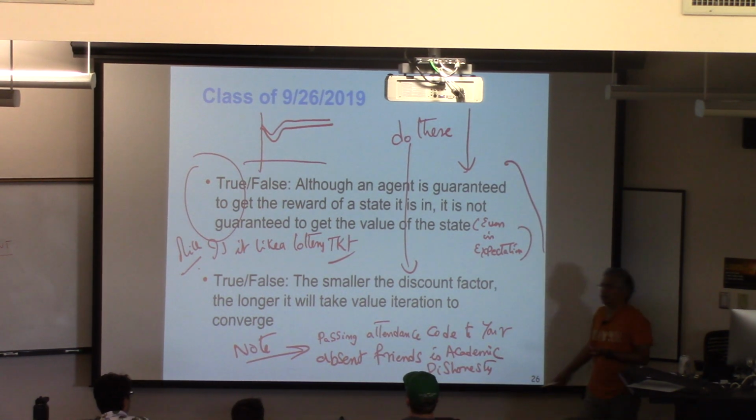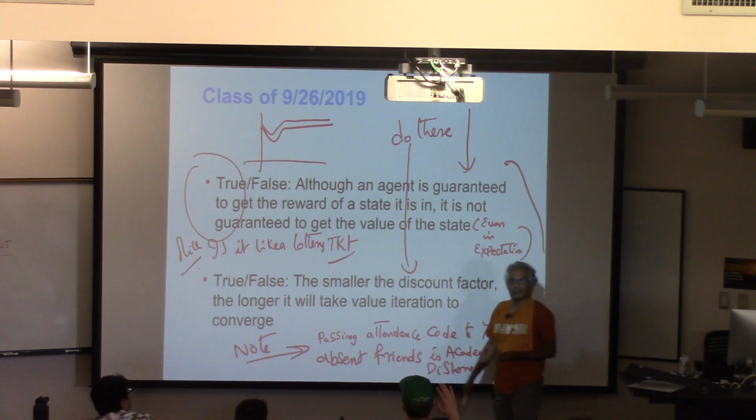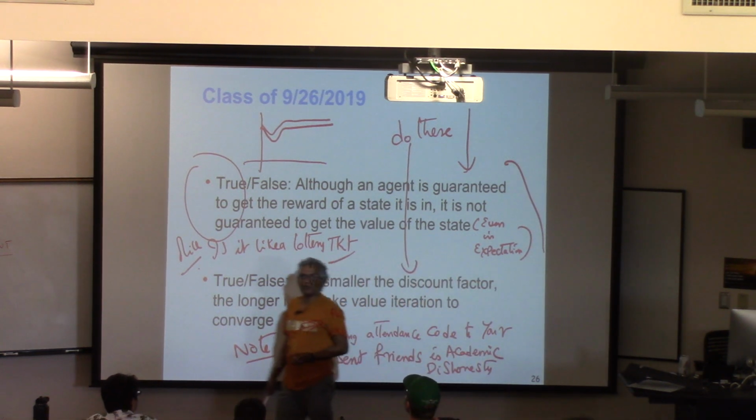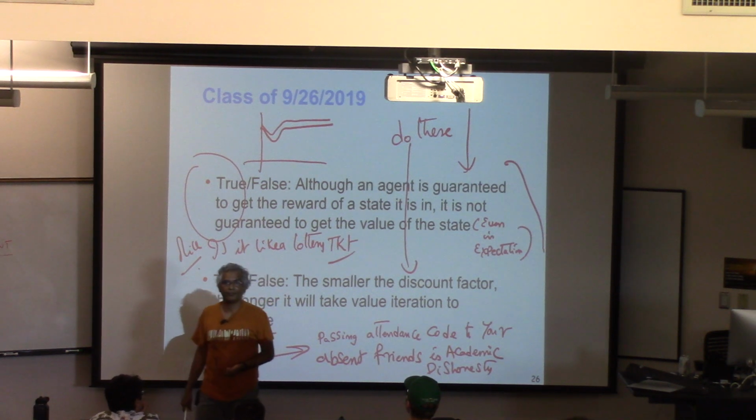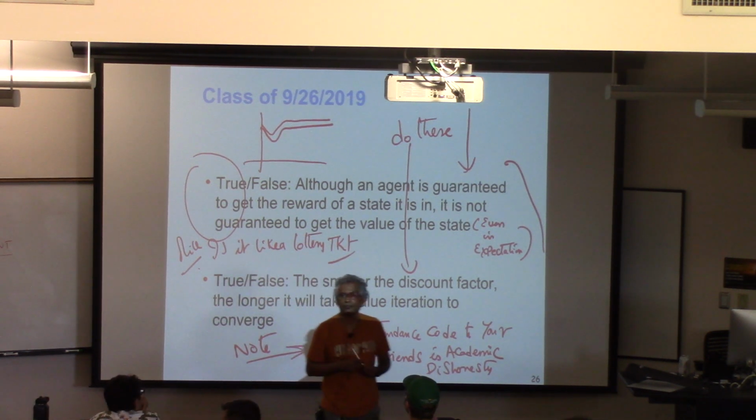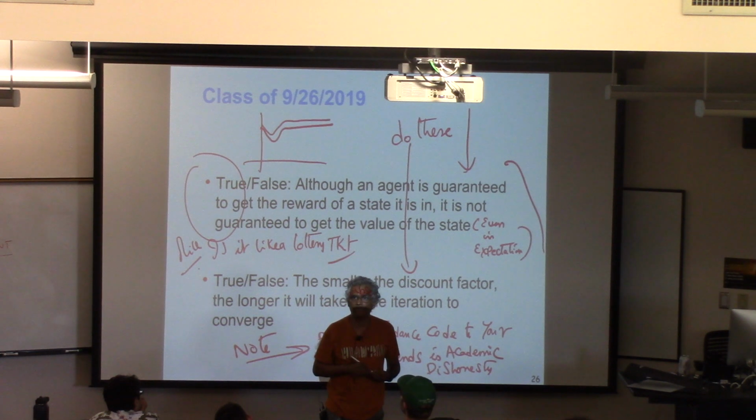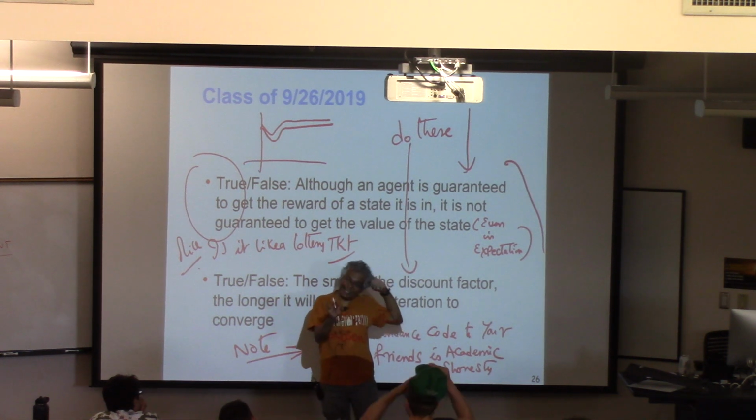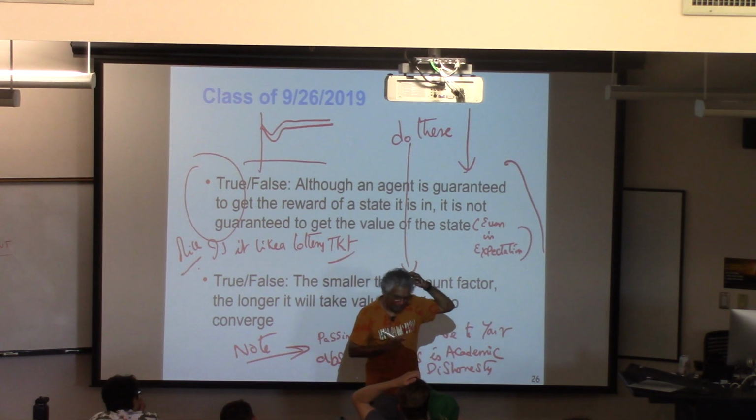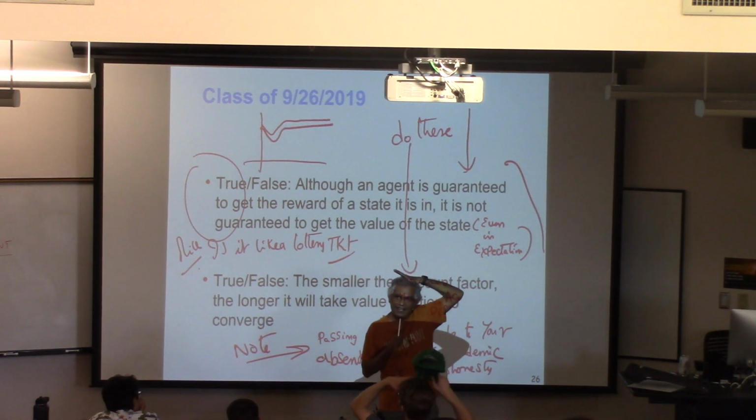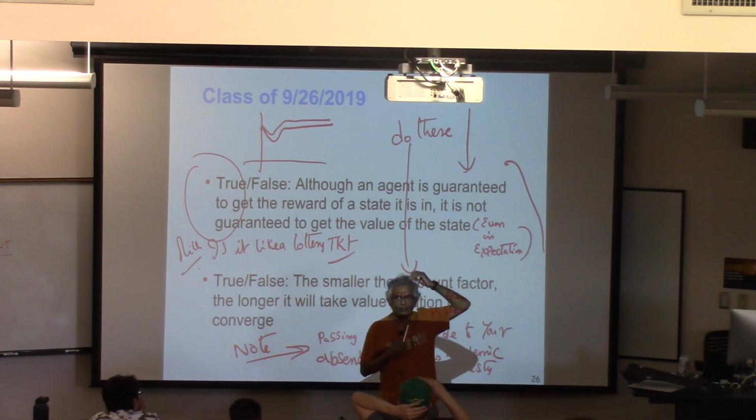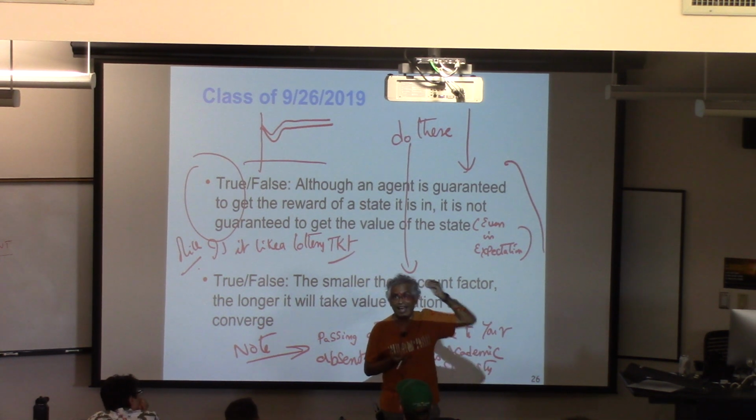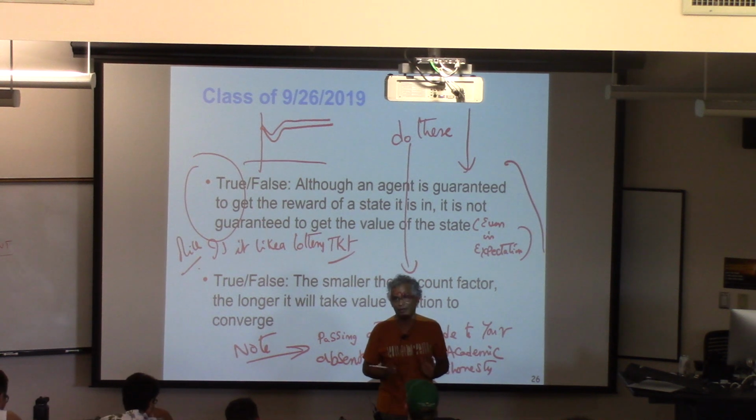Okay, how many people think it's false? Somebody who says it's false, tell me why. Because the sum of the series is, I forget, but the denominator is 1 minus the discount factor. Yeah, that's a reasonable way of doing things. But any of these questions that I ask, you can answer without formulas. Formulas are important, but what is actually happening is just as important.